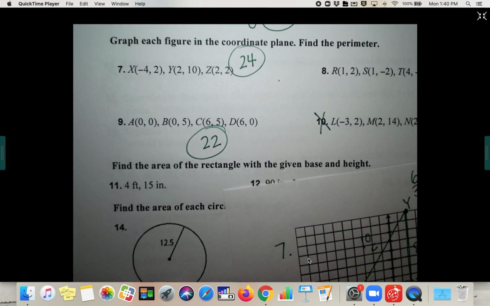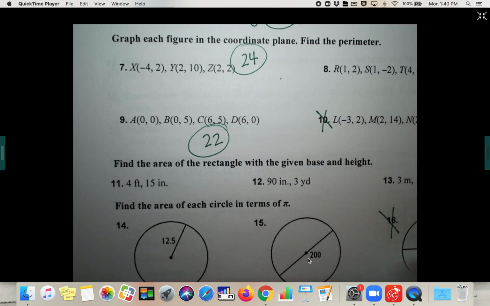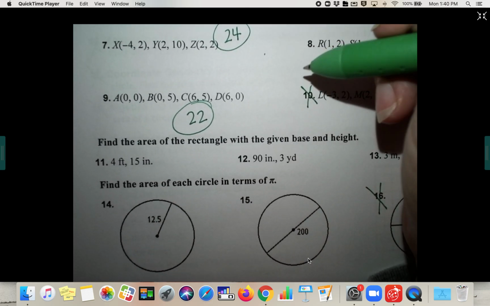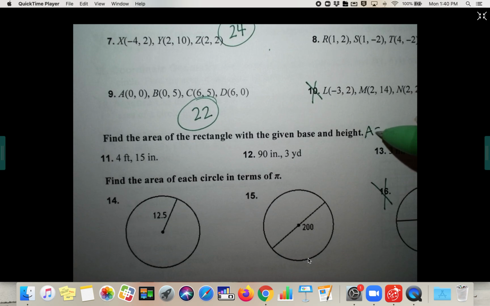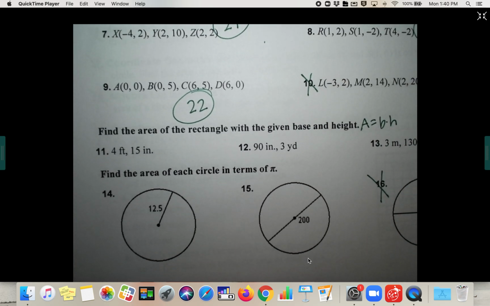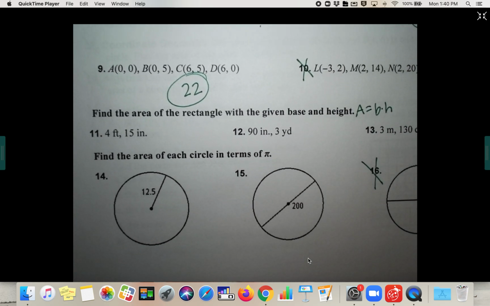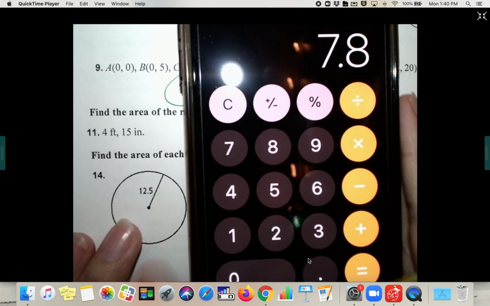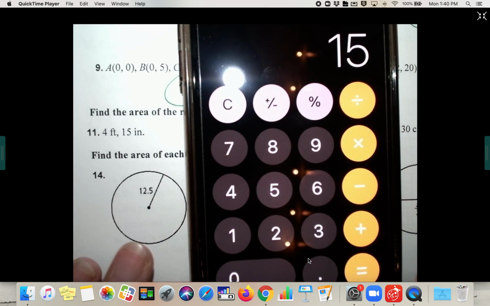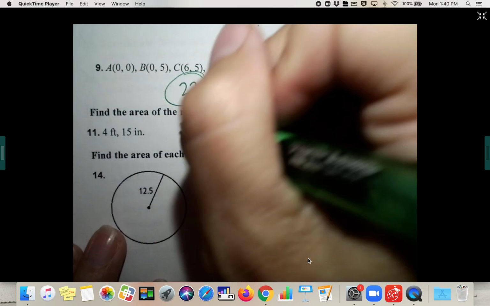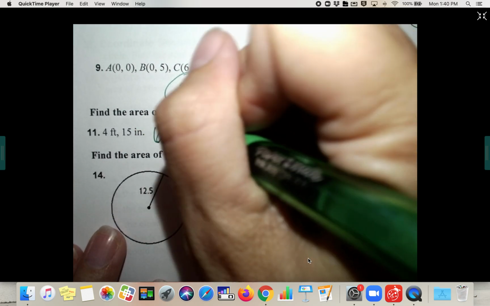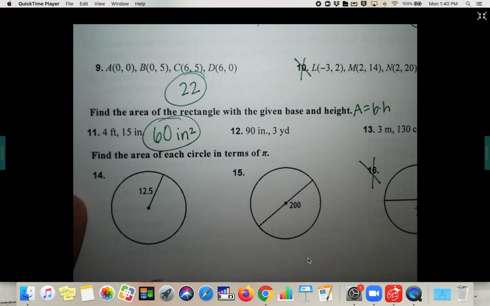All right, we're not going to do number 10. Starting on number 11, it wants to know what the area is. So let me remind you that area of a rectangle is just base times height, or length times width. It's giving us a base and a height of 4 and 15. I am going to let you use your calculator always. I know that's weird. We're just going to do 4 times 15. So 60 square inches, because area is always in terms of square inches.